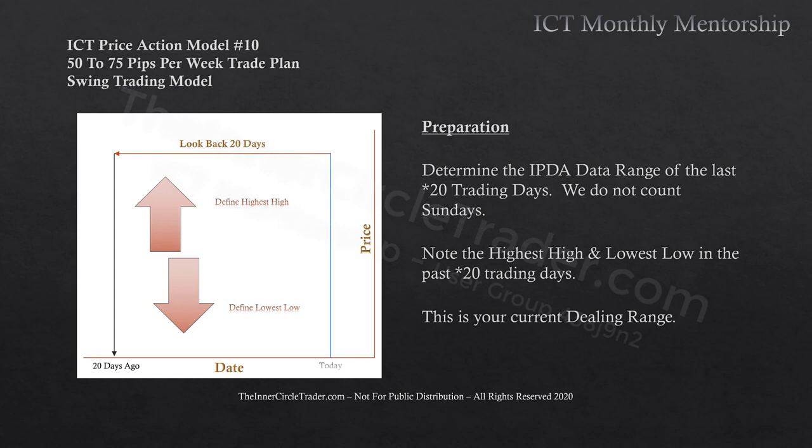For the IPTA data ranges, we'll be returning to the 20, 40, and 60-day look back, any one of those ranges, for a potential liquidity run for both entry and exit. So we will determine the IPTA data range for the last 20, 40, and 60 trading days. We do not count Sundays. Note the highest high and the lowest low in the past 20, 40, and 60 trading days. This is your current dealing range.